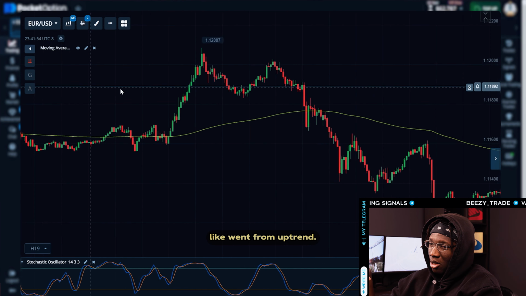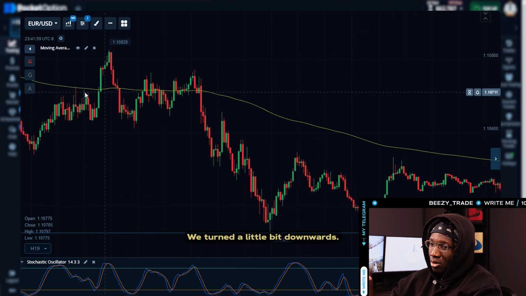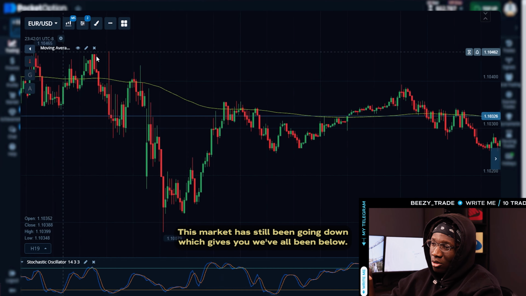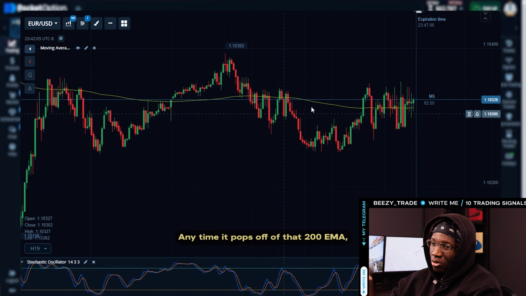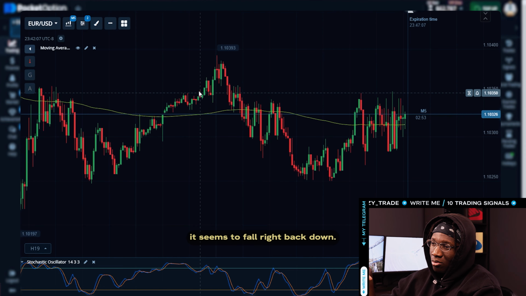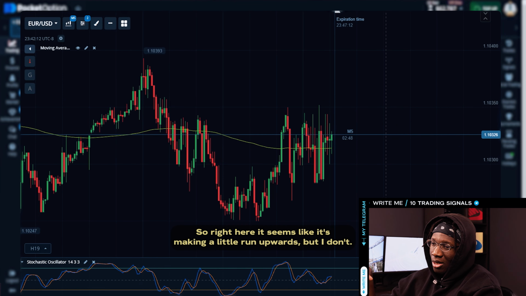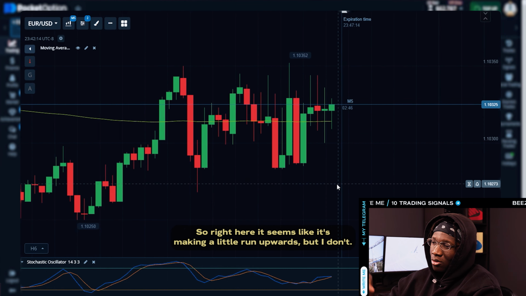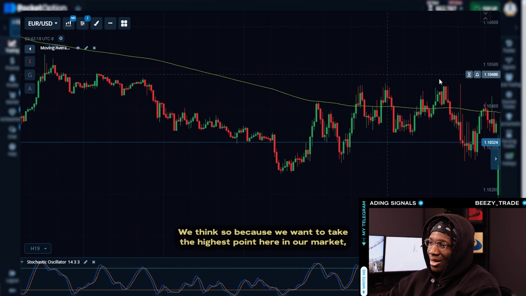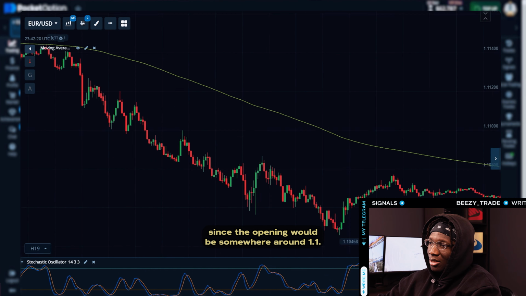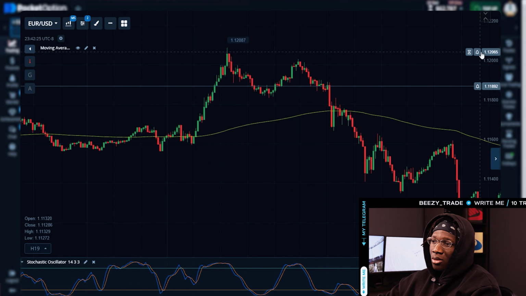seeing like it went from an upward trend. We drew down a little bit downwards. This market has still been going downwards. You can see we've all been below. Anytime it pops off of that 200 EMA, it seems to fall right back down. So right here, it seems like it's making a little run upwards, but I don't really think so, because we want to take the highest point here in the market since the opening. Would be somewhere around 1.12.